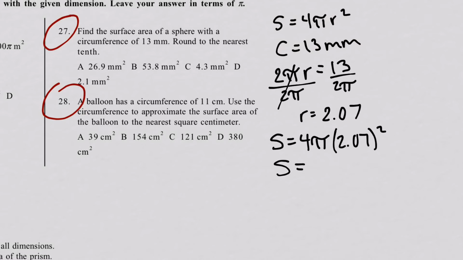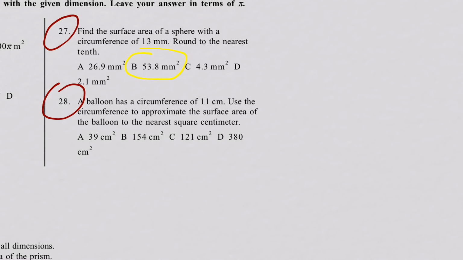2.07 squared times 4 times pi. 53.8. And you're done. Which means B. Easy enough.